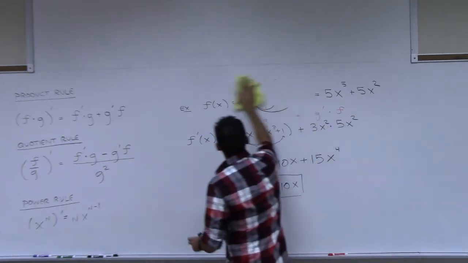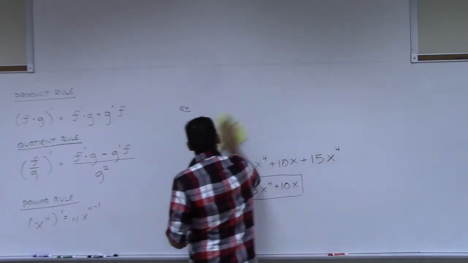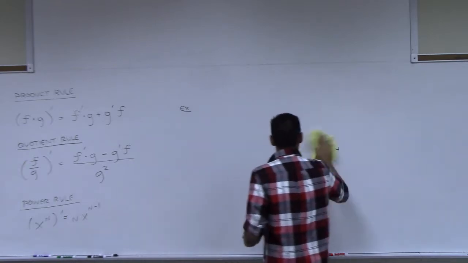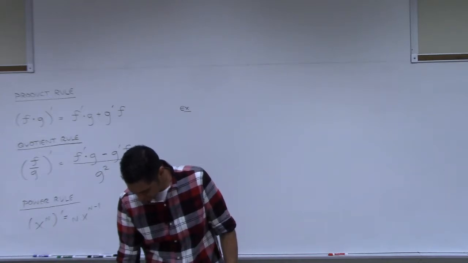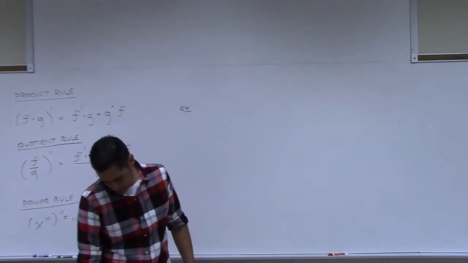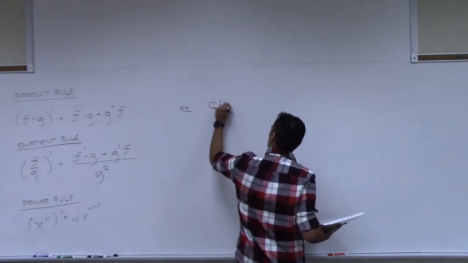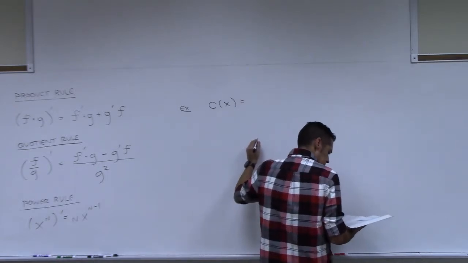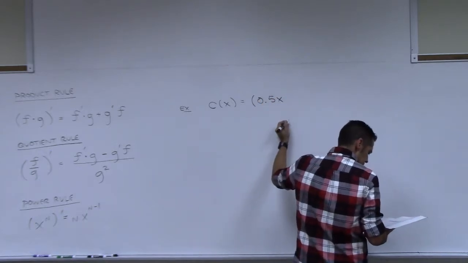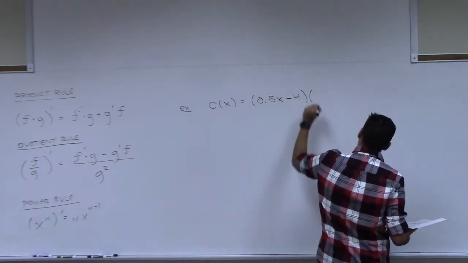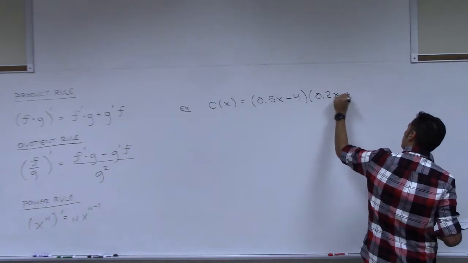Okay, let's do another example. How about this one? C of x, so this might be like a cost function or something like that. C of x equals 0.5x minus 4, and then we have 0.2x plus 1.